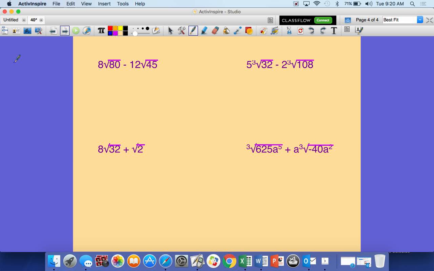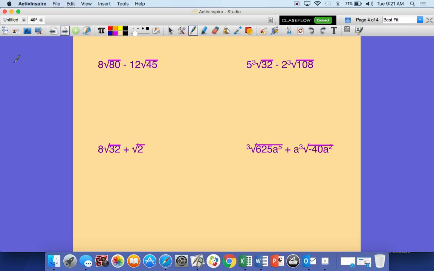Next one, we can also add and subtract these. Now, adding and subtracting, the very first thing, it's kind of like adding and subtracting fractions. You have to have common denominators to add fractions. Well, we don't have denominators in these, but we can add and subtract them if the square roots are the same, or the cubed roots are the same.